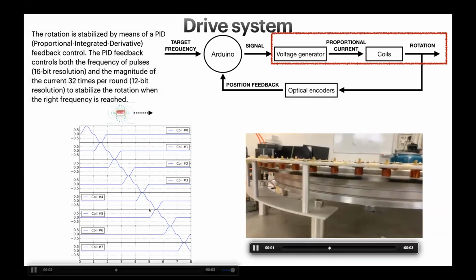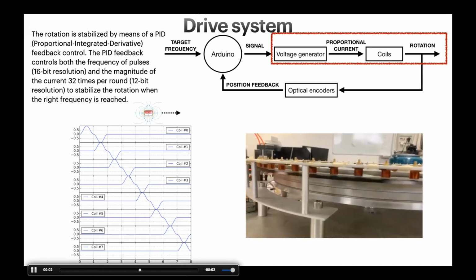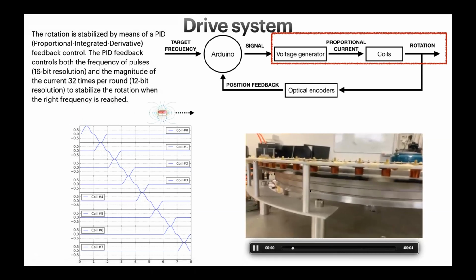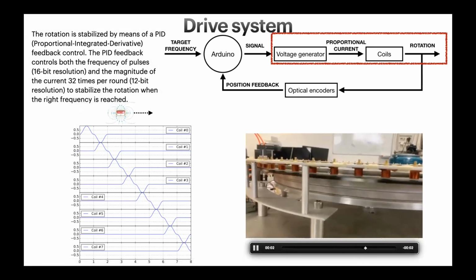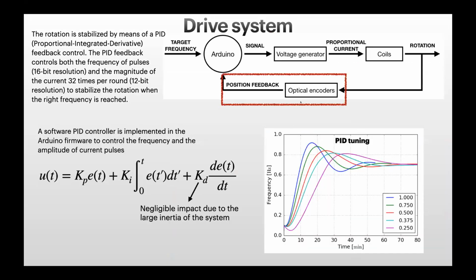As I said, we can modulate the current in the coils and also the frequency of the current, and we can spin the rotor. While the rotor is spinning, we are able to read the position thanks to the encoder that is located here on the edge. Thanks to the encoder readout, we can give the Arduino board position feedback, and so also velocity feedback. And we implemented in the Arduino, as a software implementation, a PID controller.